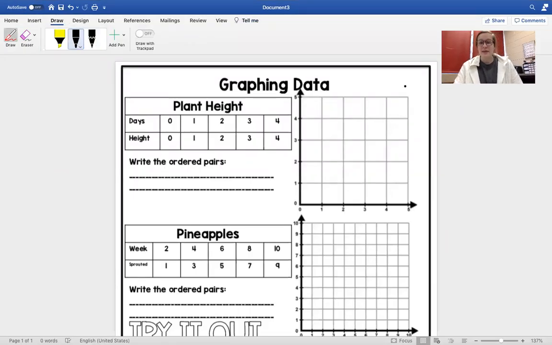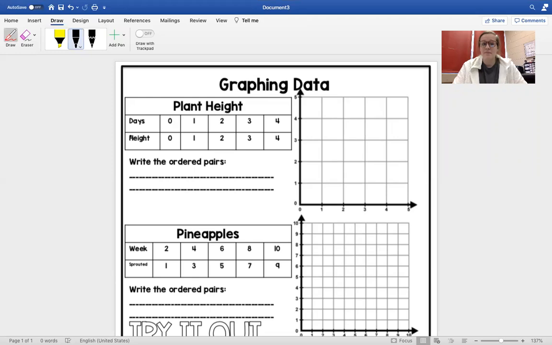Today we are going to be continuing Chapter 9 with graphing, and we are going to be looking at some data that was collected for us, and we are going to plot the data as ordered pairs on our graph. We are going to do two graphs together, and then you will have an assignment on Wiser where you do one by yourself.